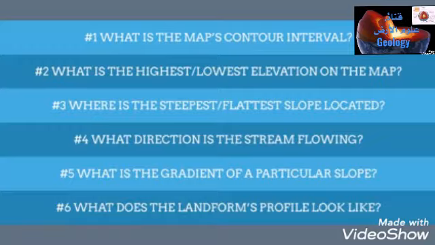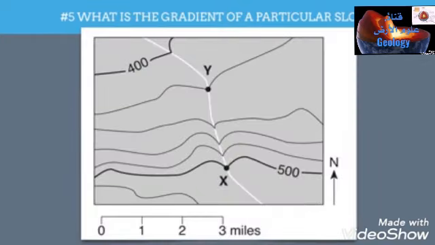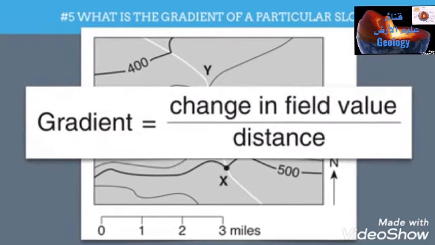What about gradient? Well, when we say gradient, gradient is a measure of how steep a slope is. It's a numerical measure, meaning we can actually calculate, is a slope very steep or is it very gradual? So let's look at another map here. And in order to calculate gradient, we need a formula. The formula is change in field value divided by distance.